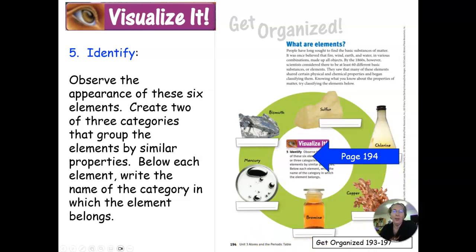I'll look for this when I grade your pages. Put your categories up here. And then it wants you to label which one of these goes in which category. Solid and liquid probably isn't a good one. Try to be a little more specific than that. You can do it. You got this. You got it.